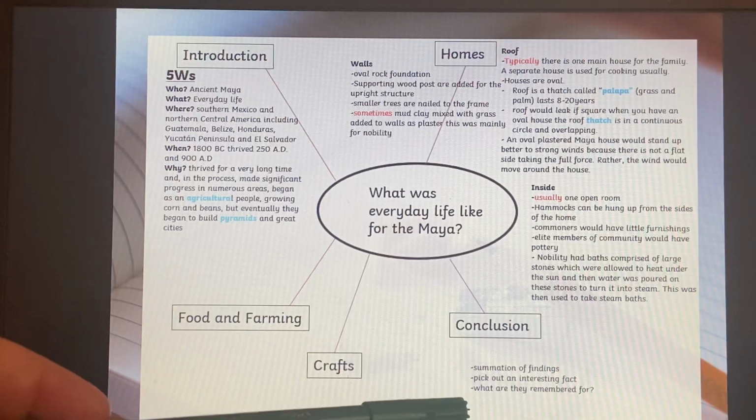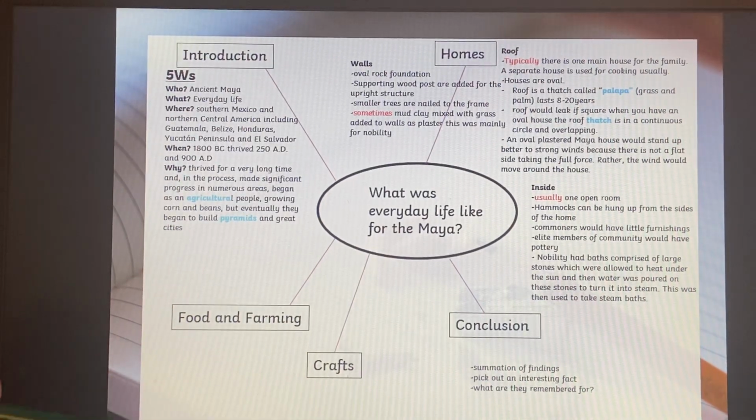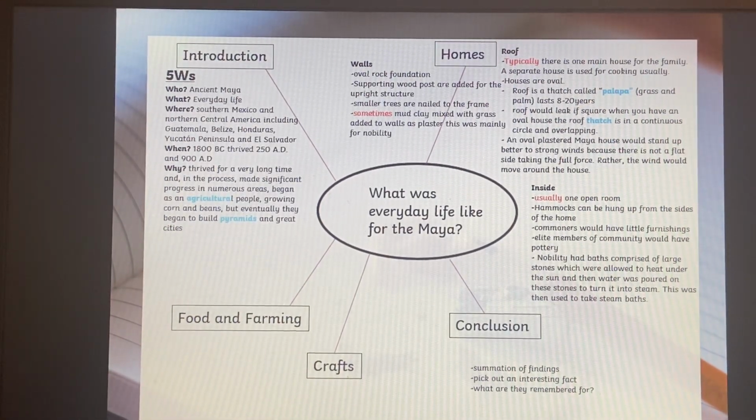And then what you want to do is, what are they remembered for? Well, actually, they're remembered for many different things. They're remembered for their pyramids. They're remembered for their farming, their way of life. They're remembered for their craft products, such as the Mayan masks, which we made a few weeks ago.